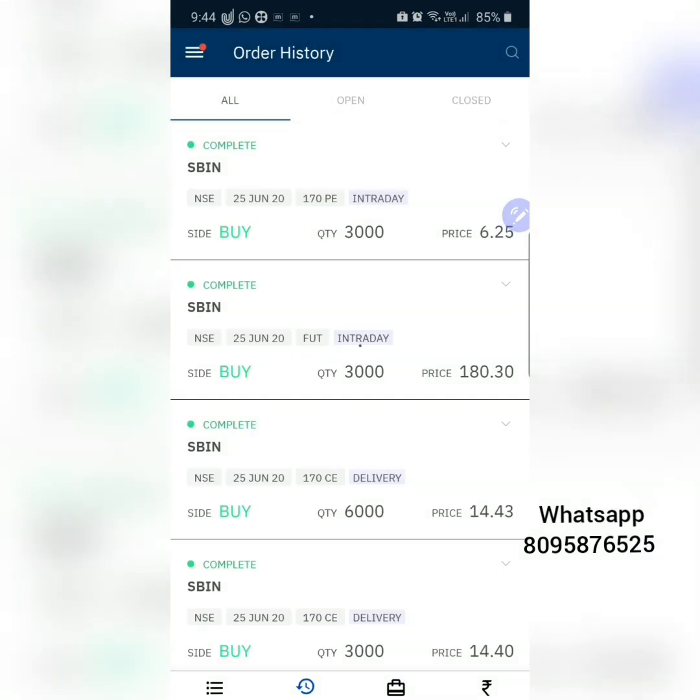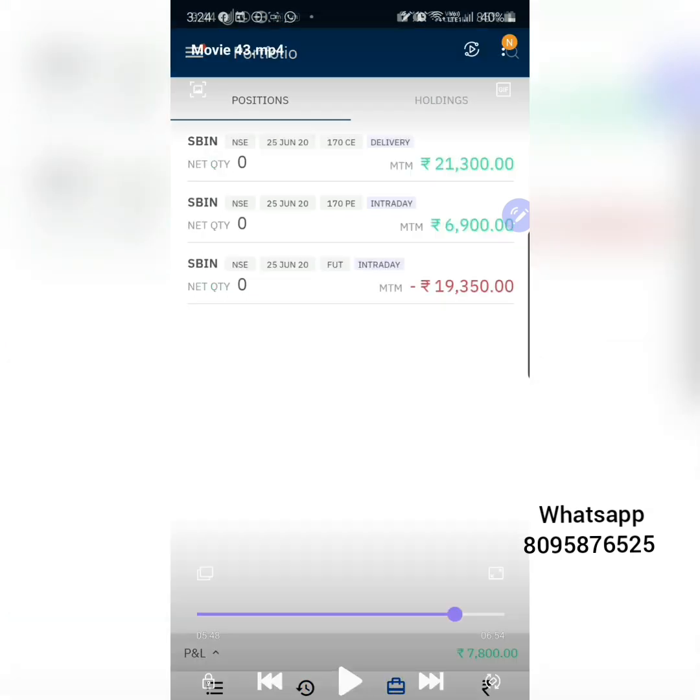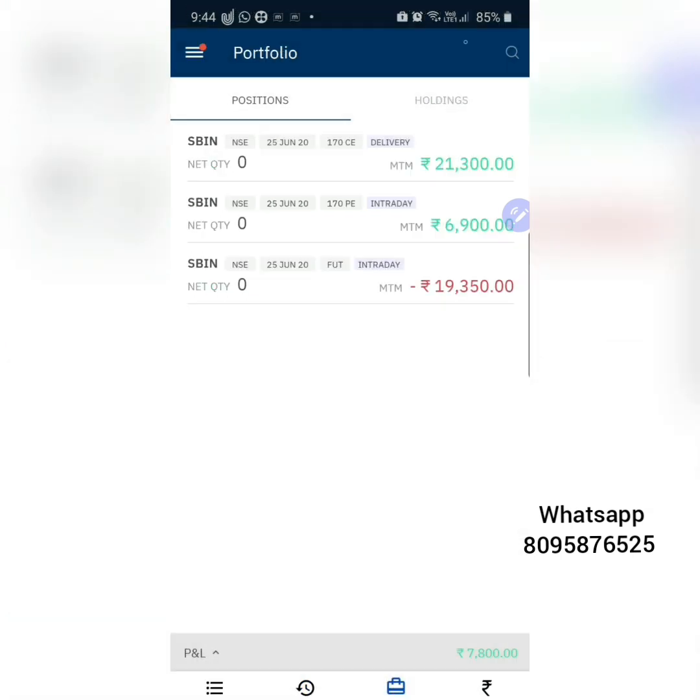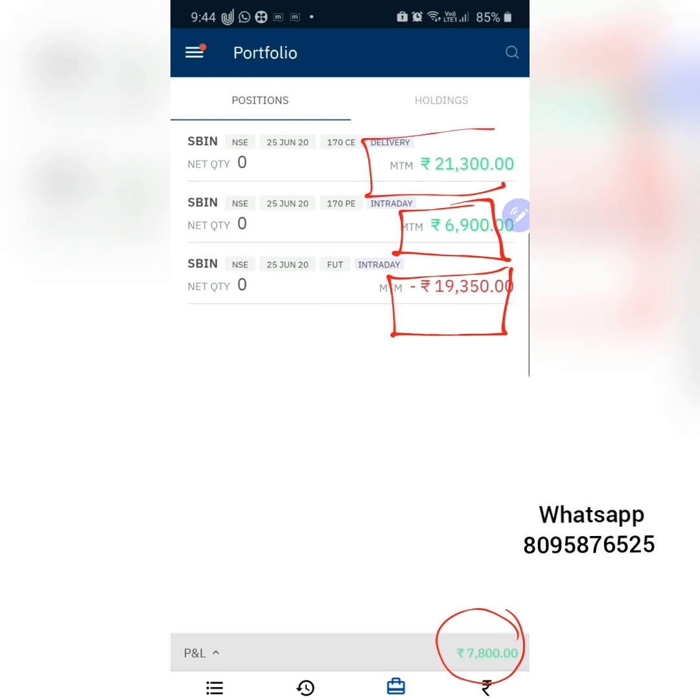Okay, friends. Don't you think it was a wonderful trade today, wonderful learning? You can see that we have made our profits today, 7,800. Even though we had a loss with the future, the overnight put option which we had taken has saved us by 7,000 rupees, and with today's adjustment we have covered and got profits as well. Yes, this is the beauty of options.